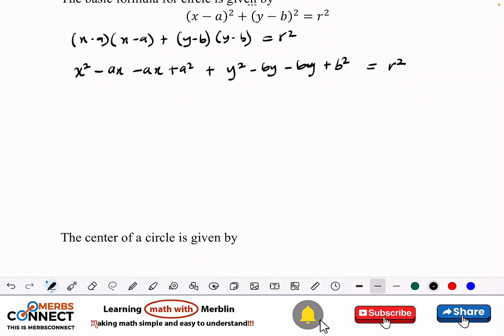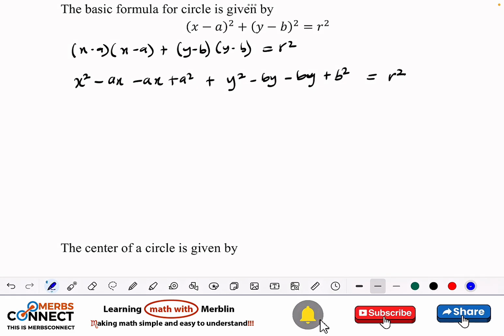Let's try and simplify. So we are going to have x² + y², grouping the terms with squares of x and y, and then the ones with just x and y. Let me just do the combination before we go there. So this is x² − 2ax + a² + y² − 2by + b² = r². So let me just combine this and let's see what we are going to get.